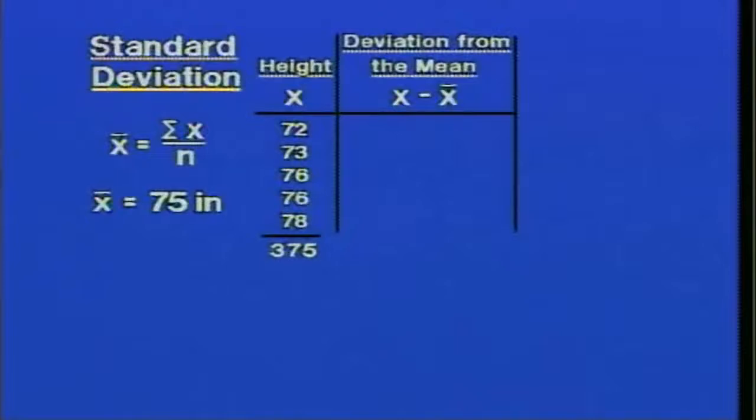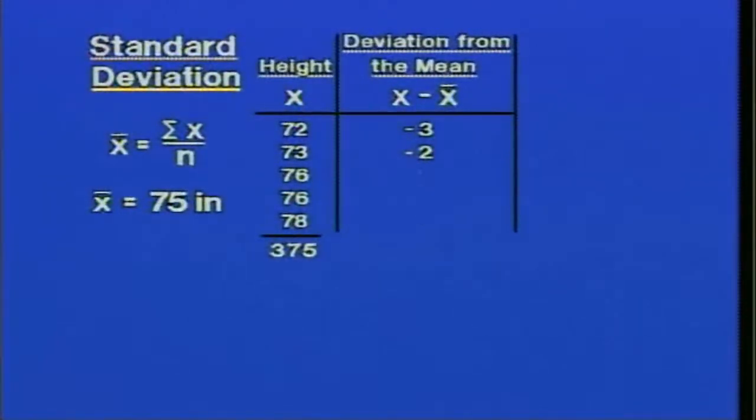Now we can begin to fill in the next column, the x minus x bar. X minus x bar for the first item would be 72 minus 75. 75, you see, is x bar. So 72 minus 75 is negative 3. For the next item, it would be 73 minus 75, or negative 2.